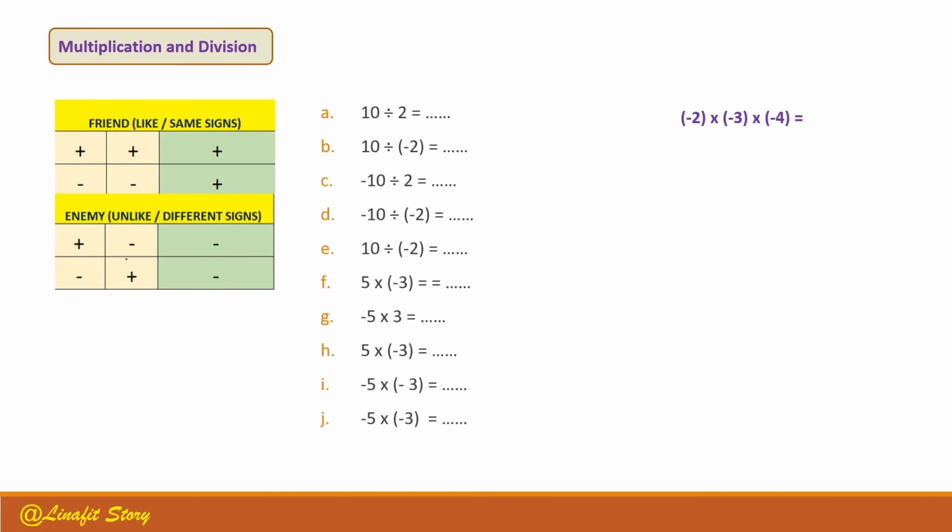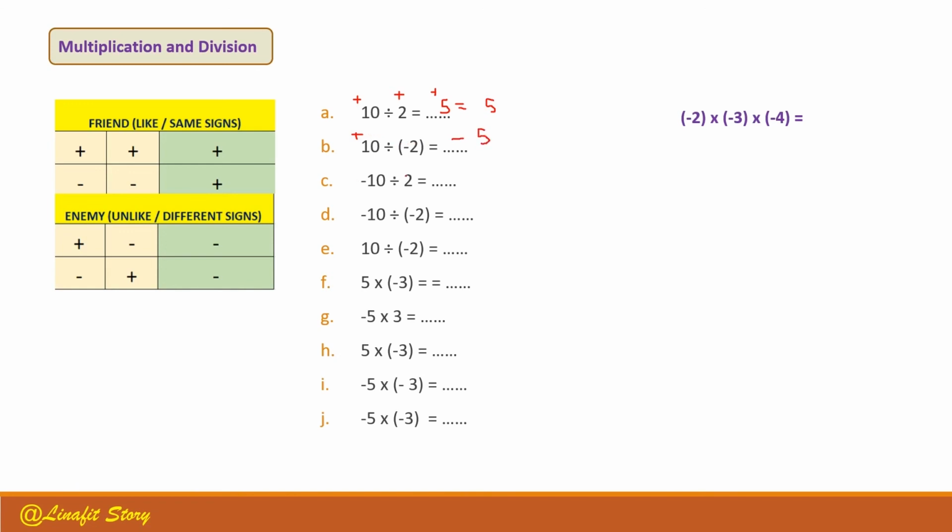So for example, 10 divided by 2. Positive 10 divided by positive 2. You meet your friend. The result is positive 5. We just write it as 5. 10 divided by negative 2. Positive 10 divided by negative 2. You meet your enemy. If you meet your enemy, the result is negative 5.